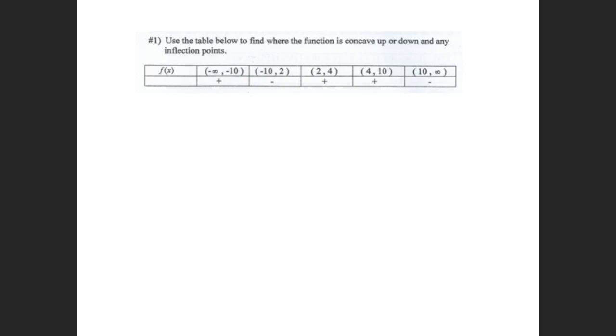So in this problem, which is off of your assessment this week, it says use the table below to find where the function is concave up or down and any inflection points. Okay, so if I was going to do this problem, I would say that it's going to be concave up here. It's going to be concave down there. It's going to be concave up all the way along here. And then it's going to be concave down here.